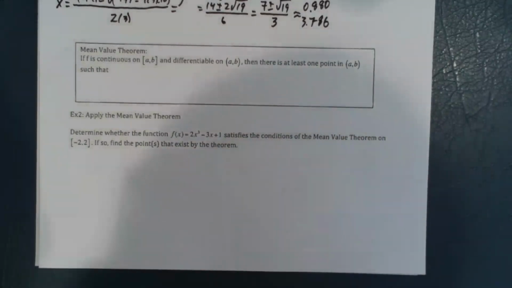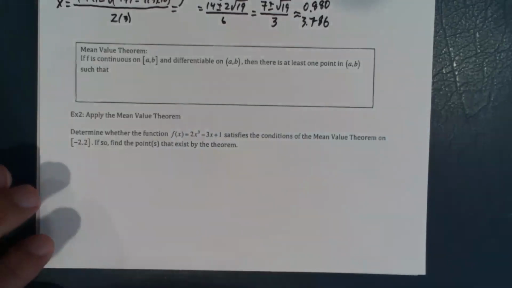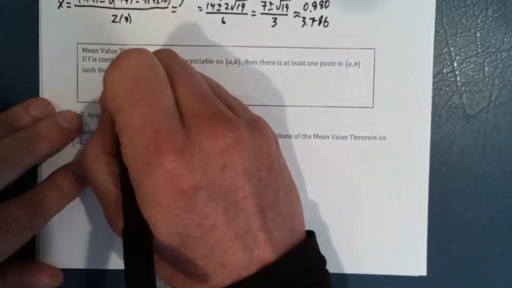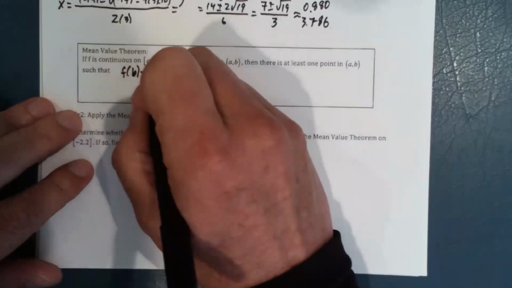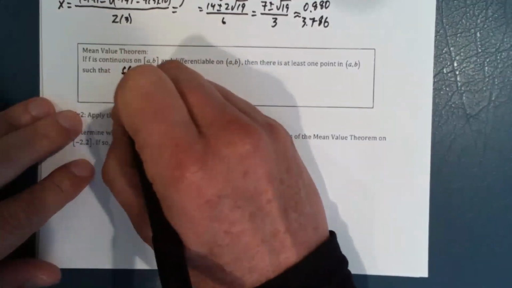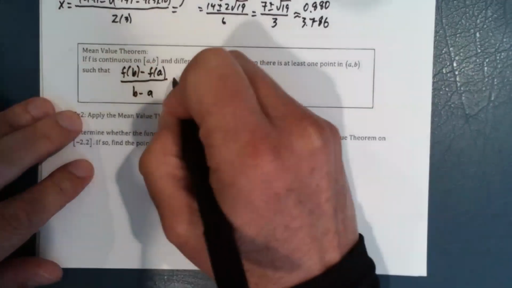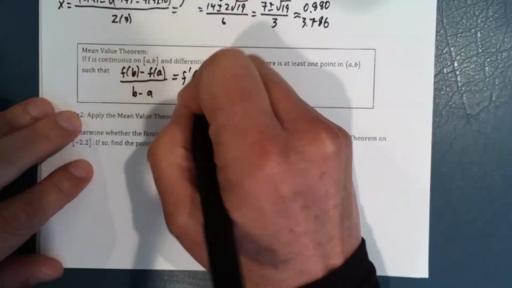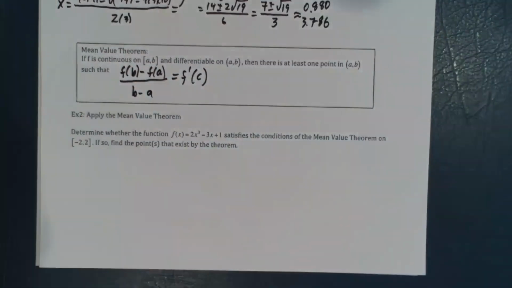If f is continuous from a to b, including the endpoints, and differentiable on a to b, not including the endpoints necessarily, then there's at least one point in the interval a to b such that, and here's the big conclusion here, f of b minus f of a over b minus a is equal to f prime at a point c. And I want to sort of show you graphically what is happening with this.